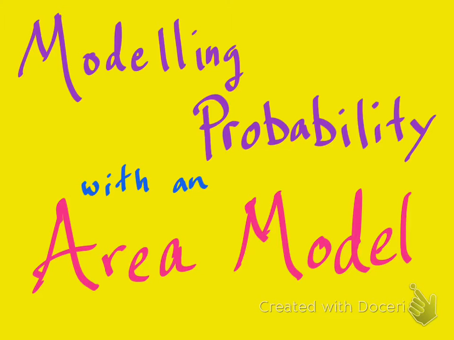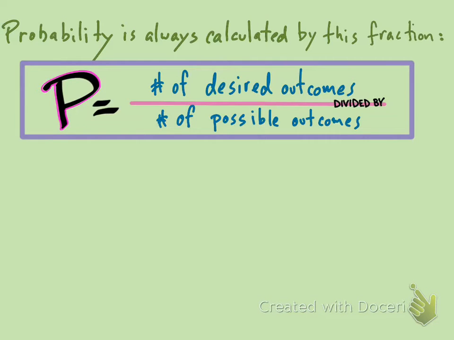This video is going to be about modeling probability with an area model, as the title just tells you. All right, well, let's take a quick review of what probability is and how it's calculated. Probability is always calculated by this fraction. Probability equals the number of desired outcomes divided by the number of possible outcomes.